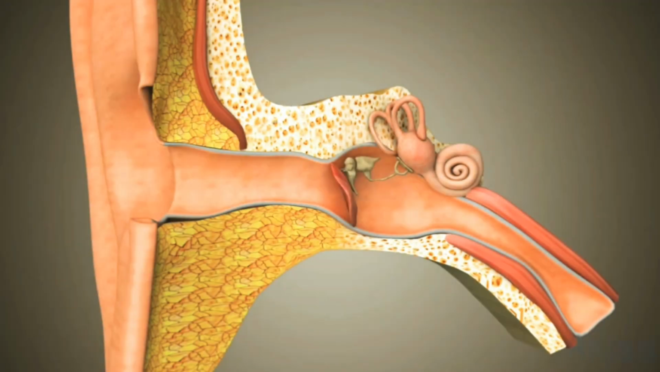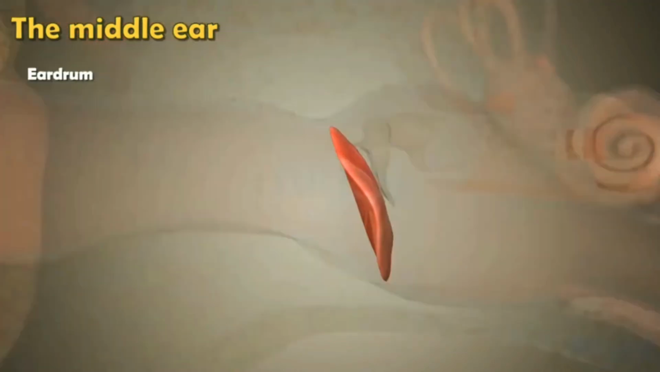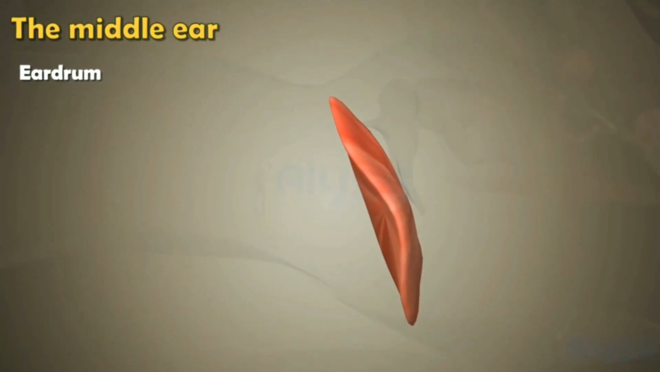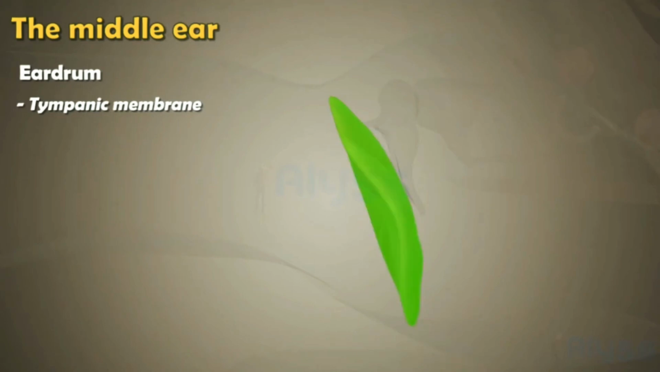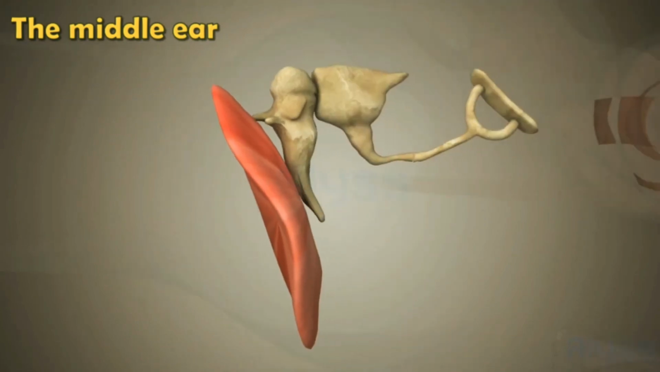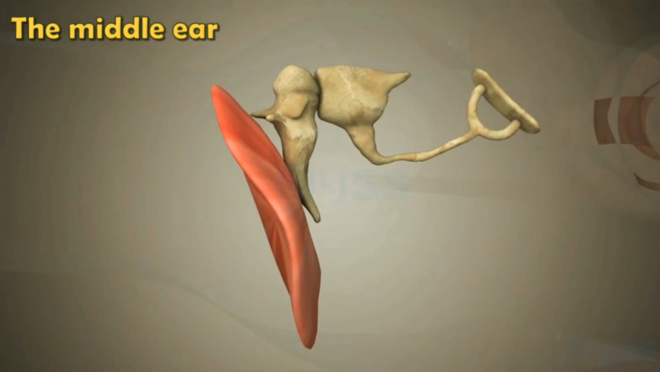Now let's discuss the next part of the human ear, the middle ear. It includes the eardrum. The eardrum or tympanic membrane is very thin, measures approximately 8 to 10 mm in diameter and is stretched by means of small muscles. The pressure from sound waves makes the eardrum vibrate.